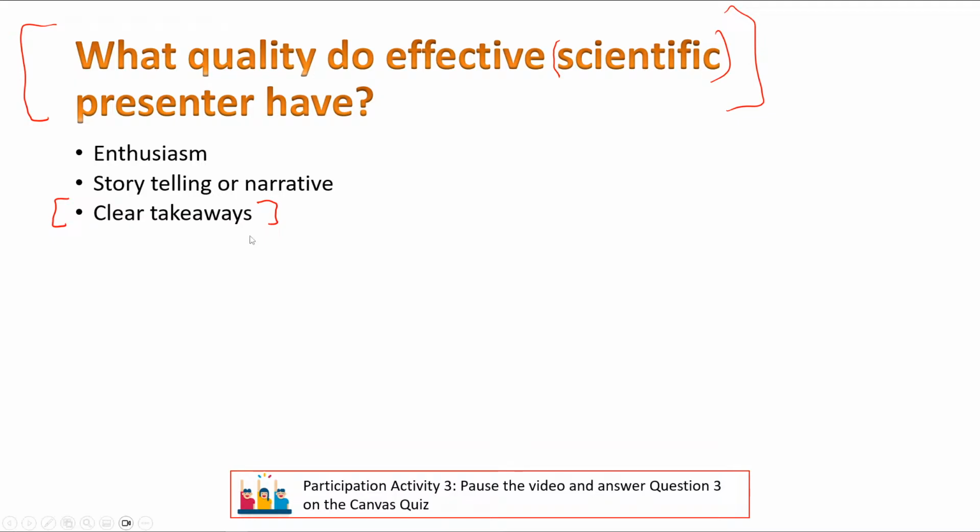Now, what else? Clear messages. We talked about this. I said clarity and simplicity, focusing on one or two ideas. That's another interesting one, and we will learn about this when we get to slide design and how much material you should be presenting. Another important thing is that you just focus on one or two ideas so that you don't confuse your audiences.